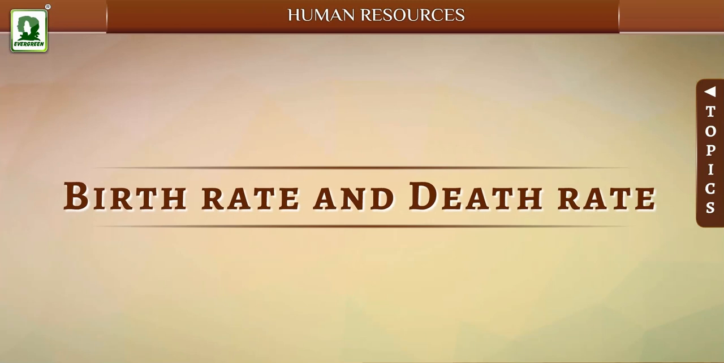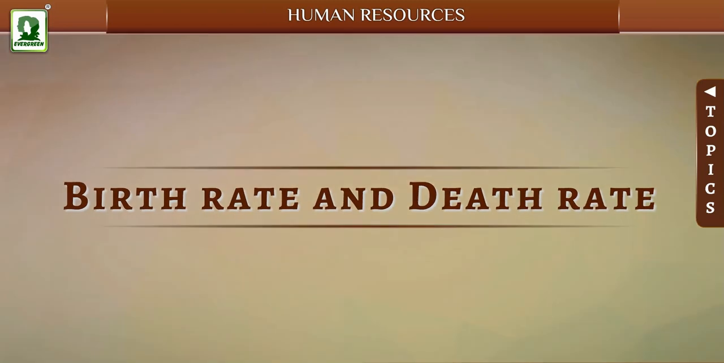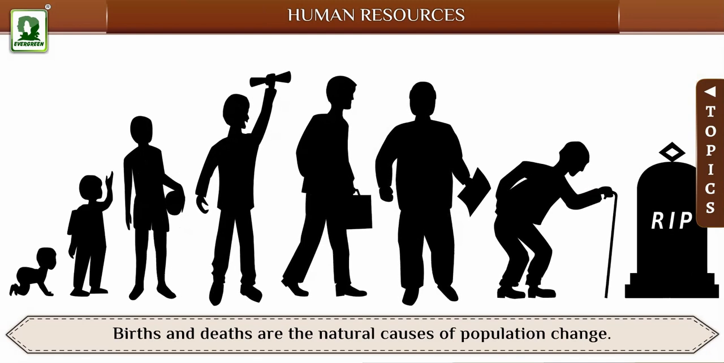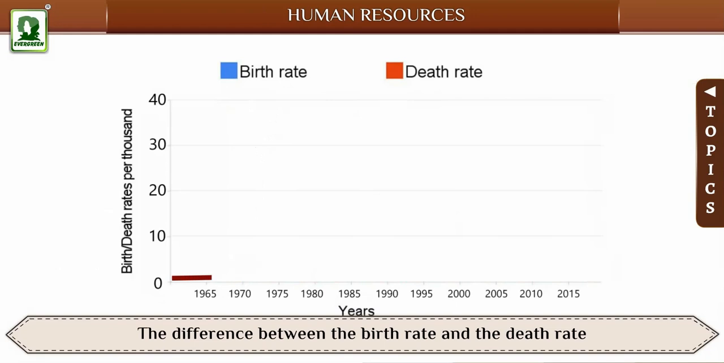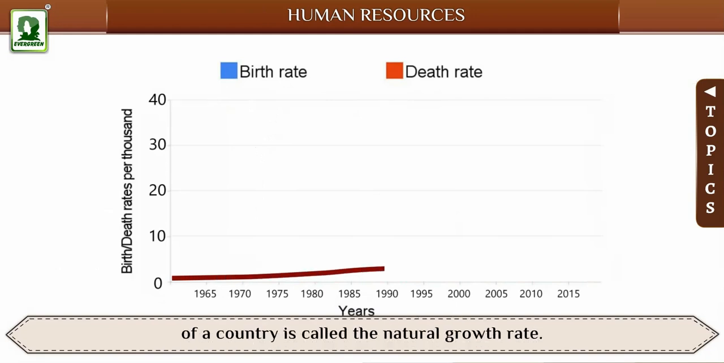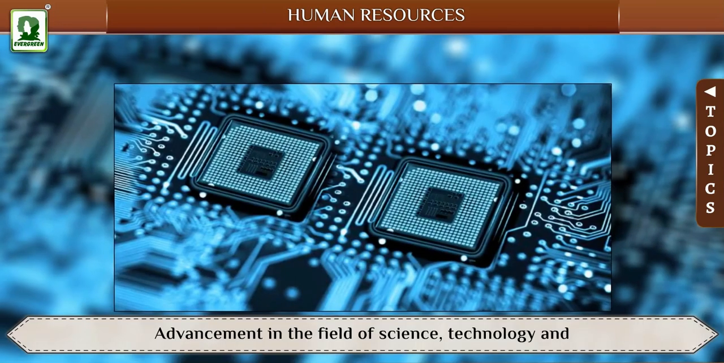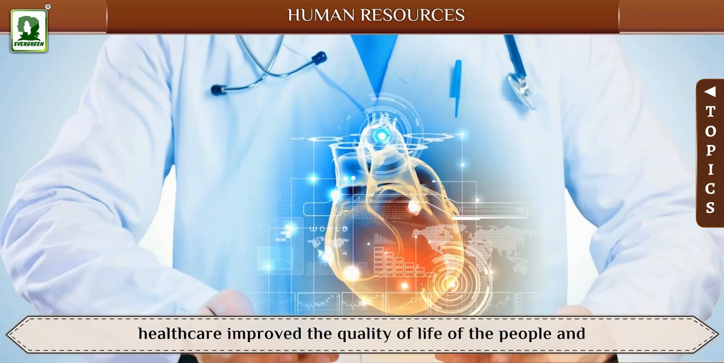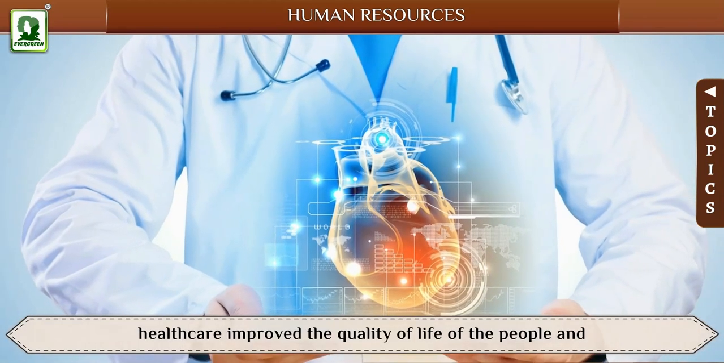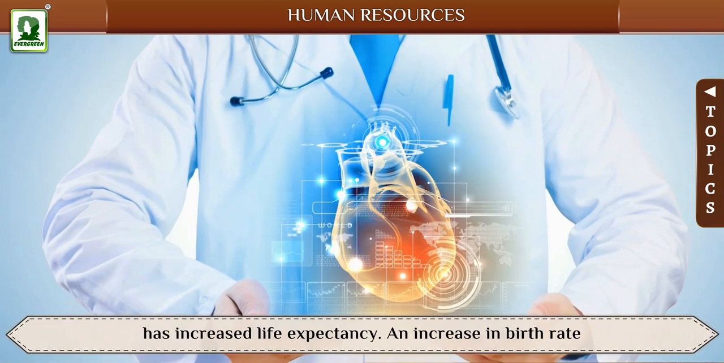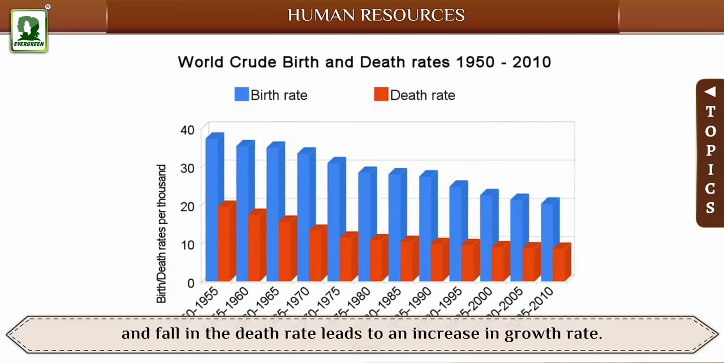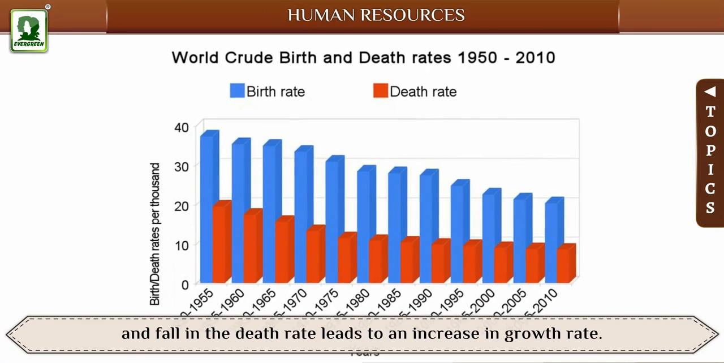Birth rate and death rate. Births and deaths are the natural causes of population change. The difference between the birth rate and the death rate of a country is called the natural growth rate. Advancement in the field of science, technology, and healthcare improved the quality of life of the people and has increased life expectancy. An increase in birth rate and a fall in the death rate leads to an increase in growth rate.